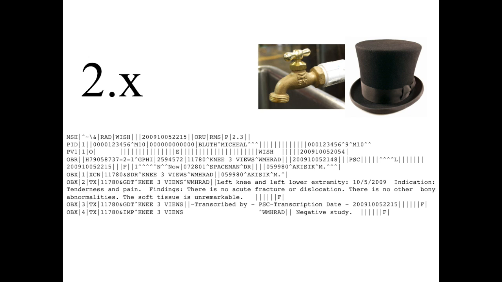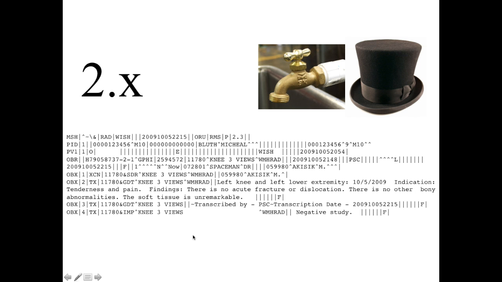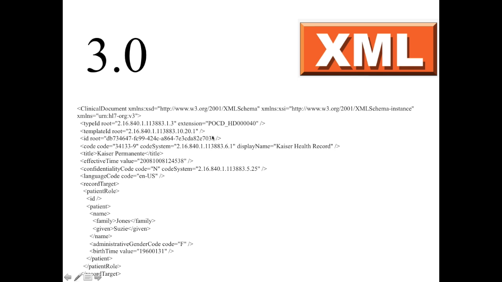And the reason why I point this out is because HL7 version 2 is much different than HL7 version 3. Version 3 HL7 is all based on an XML schema, and so you can see that the messages look completely different. XML tends to be much more readable. You can identify that the administrative gender code for this particular patient is female, and the birth time value is given here. Whereas if you look at the version 2 message, you would need to look at the patient ID segment and then find the patient's birth date somewhere within that. So that's one of the advantages of version 3.